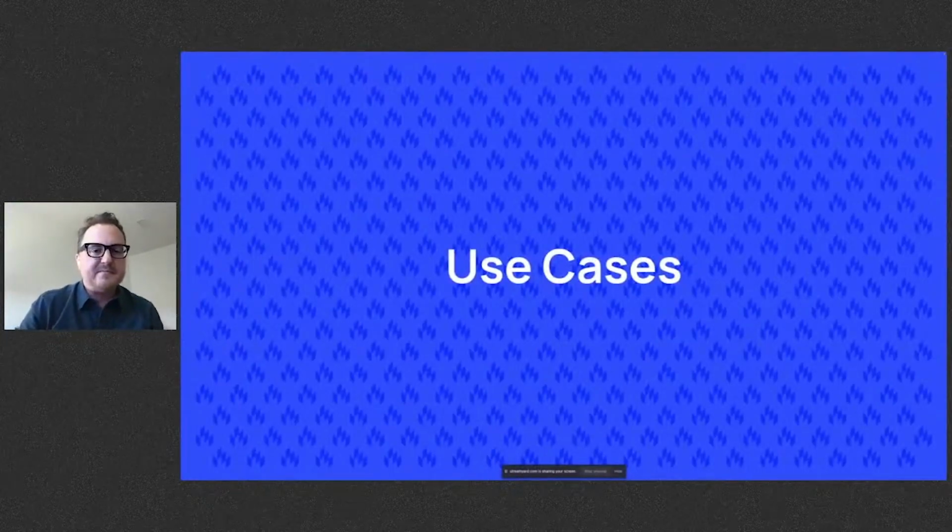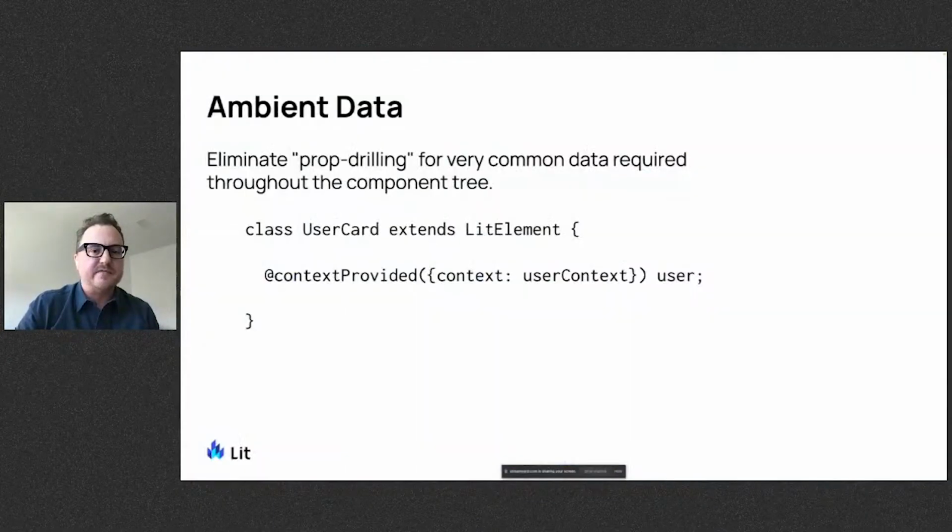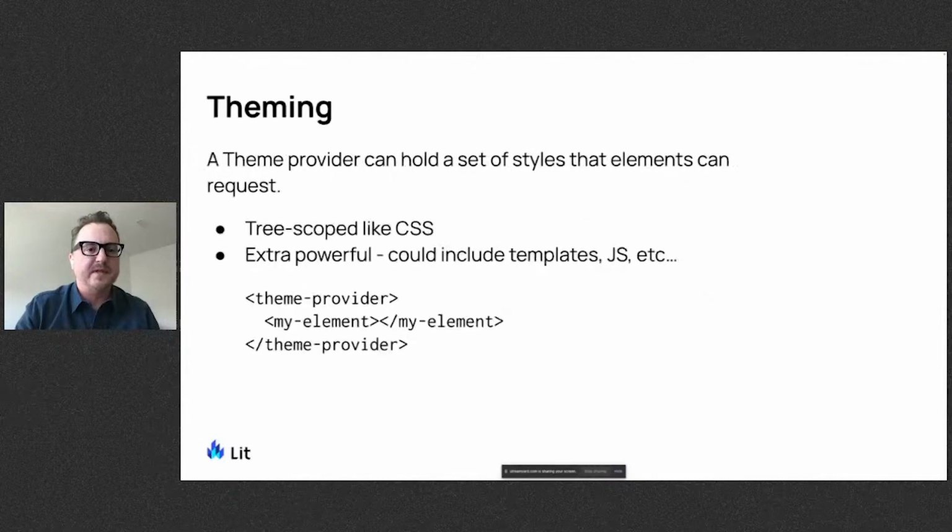All right, let's talk about some use cases here. You can do some very interesting things with context. So the first is basically what I showed you, kind of ambient data. Using context allows you to eliminate what is often called prop drilling, which is having to set these data bindings up all the way down through your tree. If you have some very commonly needed data like a user that's logged in, you can have a user context and then just get that in any component that needs it.